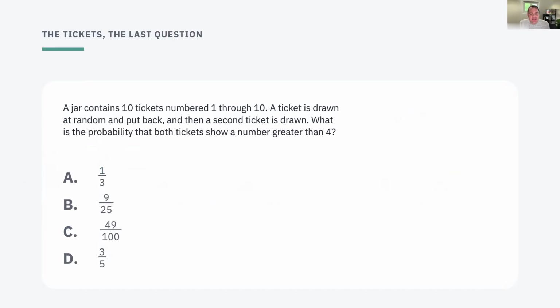We have a jar containing 10 tickets, numbered 1 through 10. A ticket is drawn at random and put back. So on the test, I actually might underline that if I'm going through, because that's really hitting with or without replacement. And then a second ticket is drawn. What is the probability that both tickets show a number greater than 4? Okay, so greater than 4 does not equal. So what is that going to be? 5, 6, 7, 8, 9, and 10. Sometimes I just like to list that out to make sure that I'm counting all these correctly. Like how many are there? There's 1, 2, 3, 4, 5. There's actually 6 digits there, right? Because it's 5, 6, 7, 8, 9, 10.